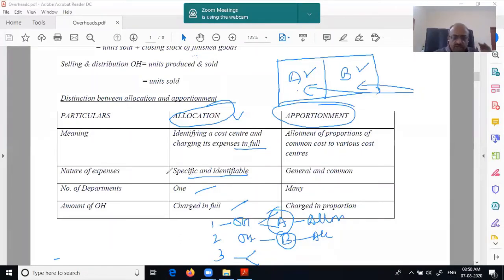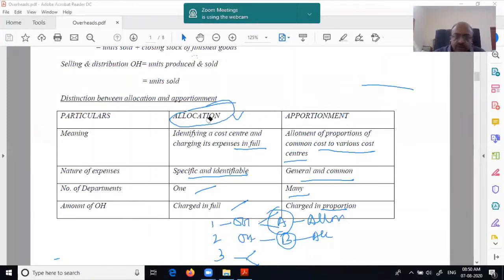That is called allocation. But there might be some overheads which are not specific to only one department. They are common to multiple departments like A and B. Therefore, it is allotment of a proportion of common cost to various cost centers. It is general and common, to many departments, charged in proportion. That is called apportionment. Now let us look at some examples of apportionment. Then you will understand better.